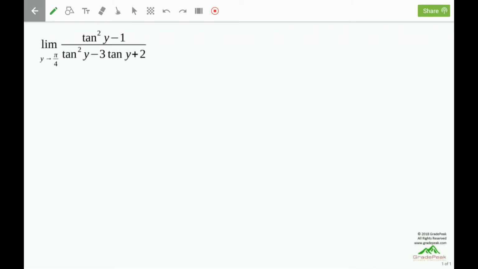Limit as y goes to pi over 4 of tangent squared of y minus 1 over tangent squared of y minus 3 tangent y plus 2. First thing we're going to do is try plugging pi over 4 in for each of the y's. That will give me the tangent of pi over 4 quantity squared minus 1 divided by the tangent of pi over 4 quantity squared minus 3 times the tangent of pi over 4 and then plus 2.